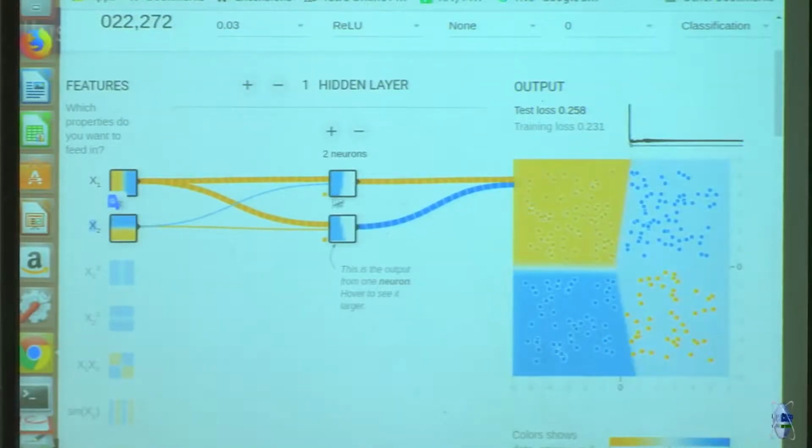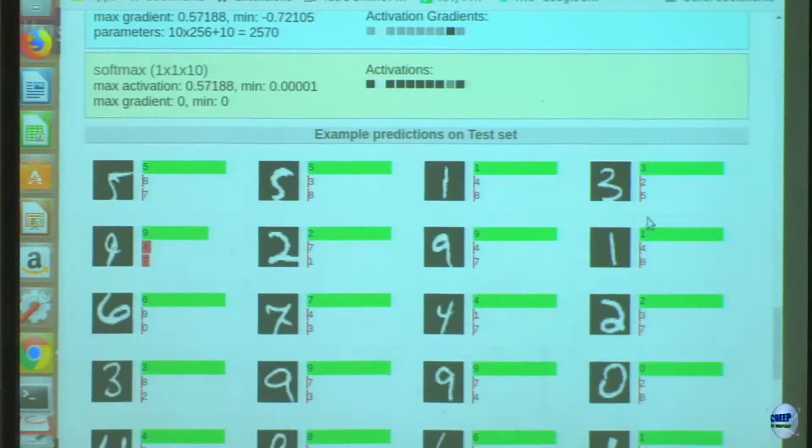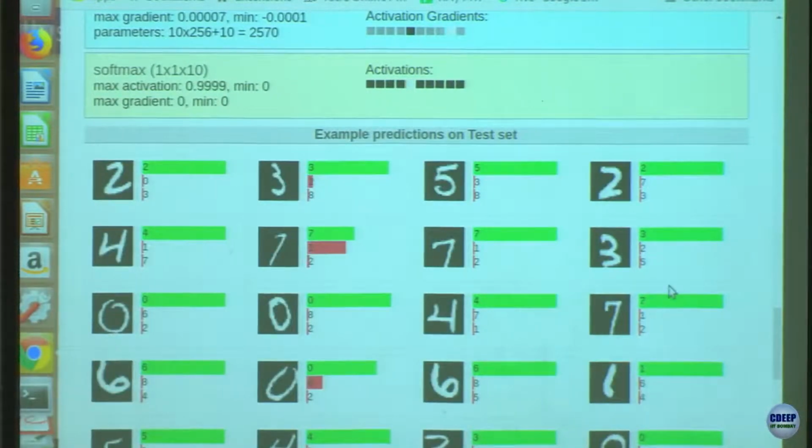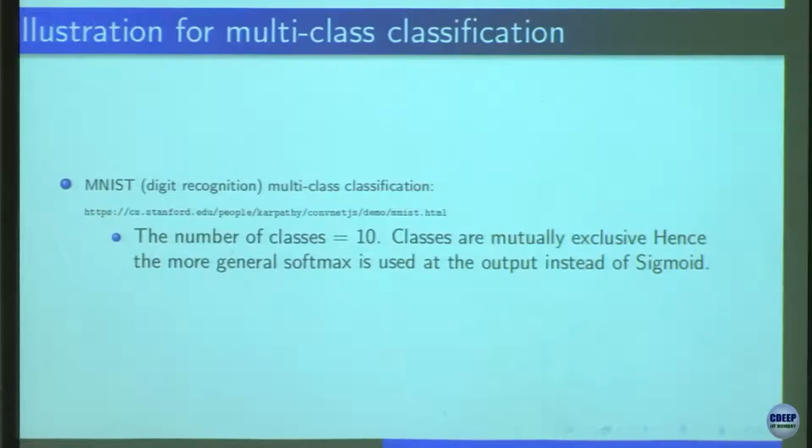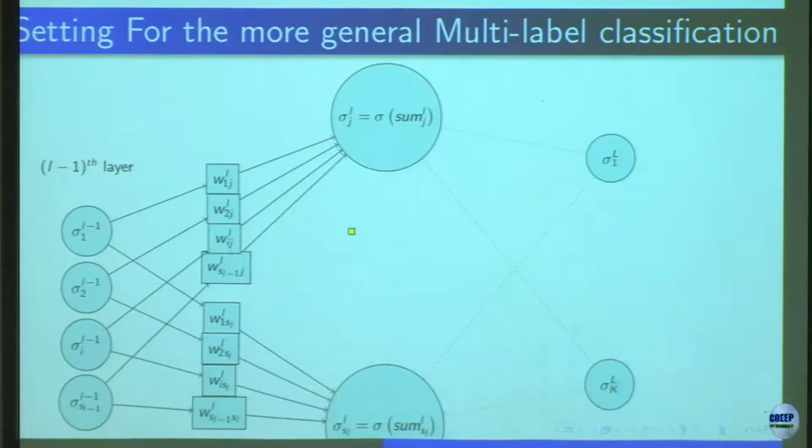Here also you could visualize the flow, but it makes more sense in this setting. The activations are very graphical. So we use a more general softmax. So this is the case of multiple classes, multiple softmaxes here. Each of them will be activated to a 0 or 1.